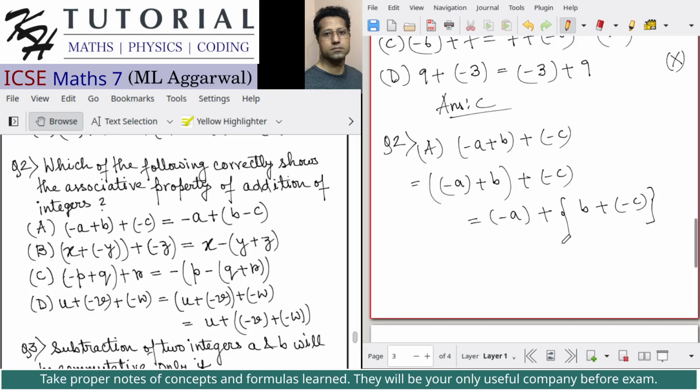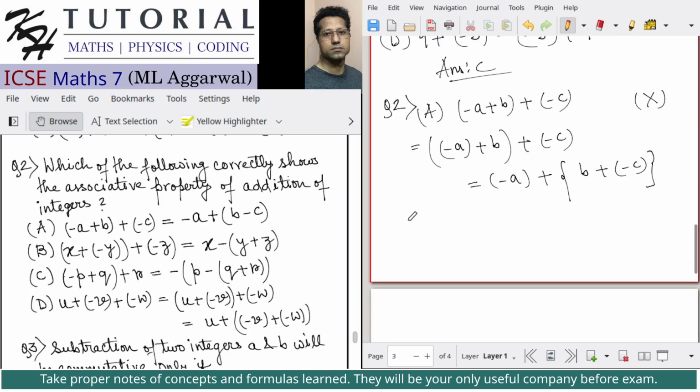But in choice A, on the right hand side you see it is a different thing. It is minus A plus B minus C. Now B minus C is not an addition operation, it is a subtraction operation. Even though B plus minus C is equal to B minus C, to demonstrate the associative property I cannot write B plus minus C as B minus C. So A is incorrectly demonstrating the associative property.